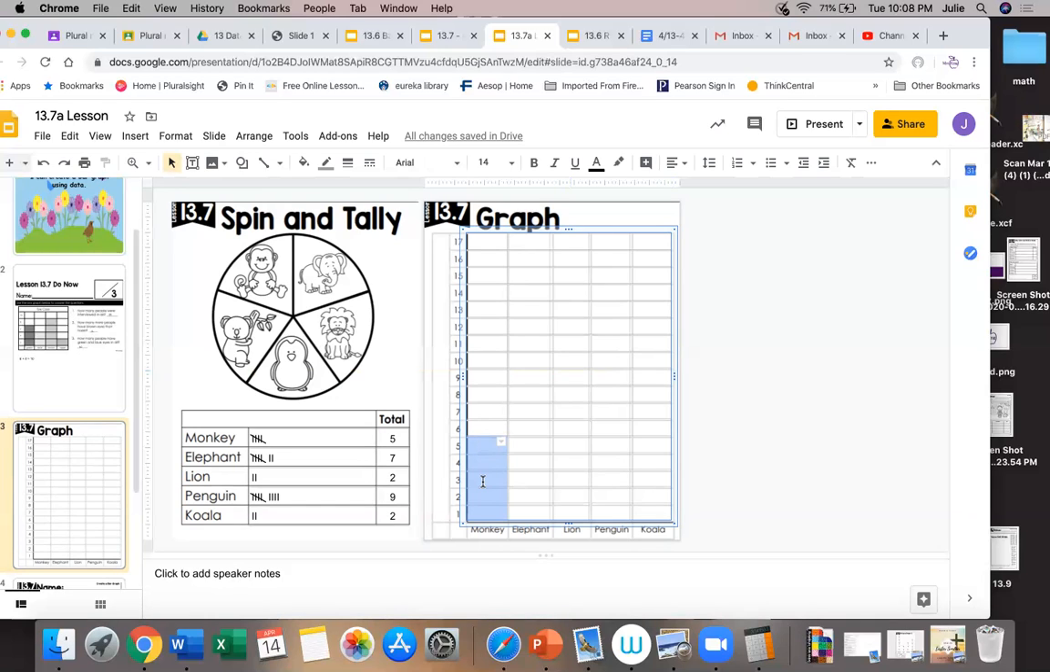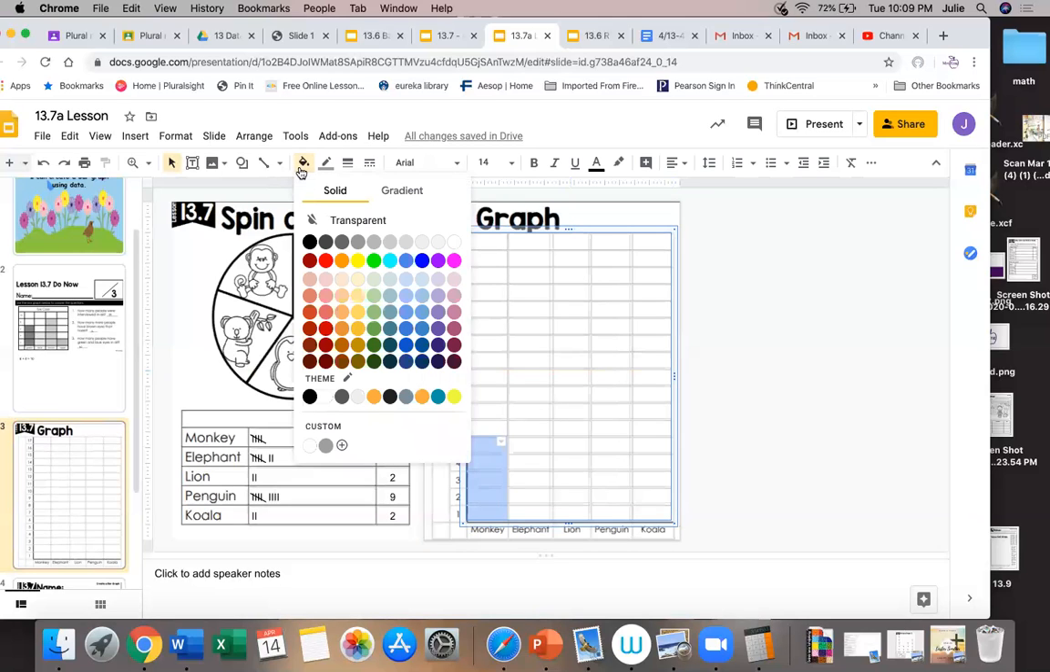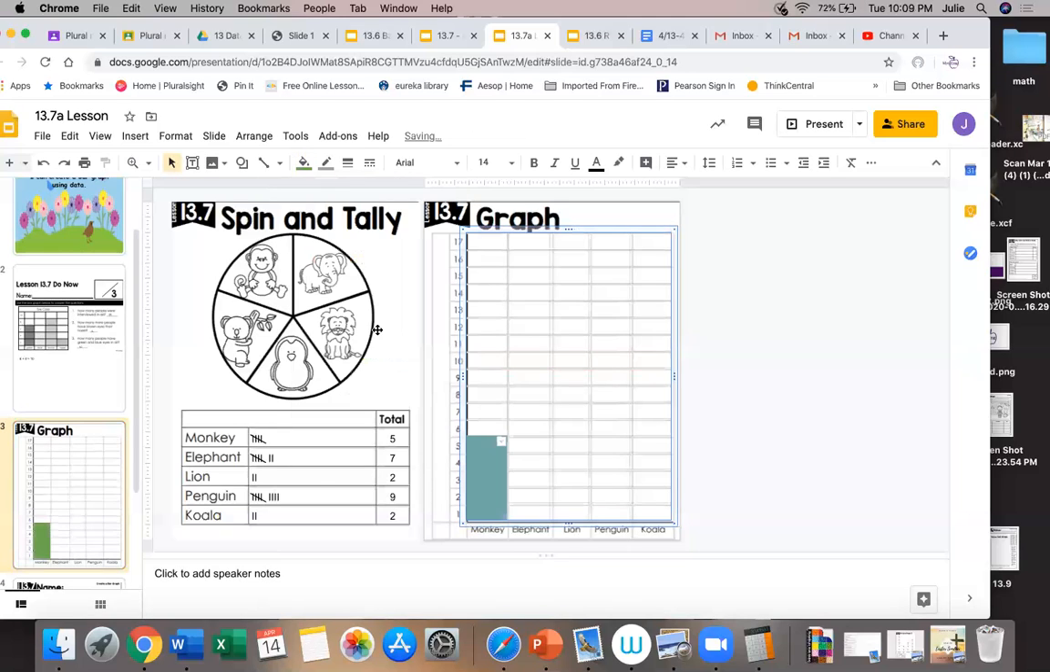So see how they're blue right now? I'm going to come over here to this little bucket. You'll have a bucket there, and it says fill color. I'm going to click on that and pick any color I want, because remember we said in a bar graph, you can have them all the same color. They can be different colors. They can be different patterns. So I'm just going to pick a color. All right, so there is my 5 for my bar graph for my monkeys.